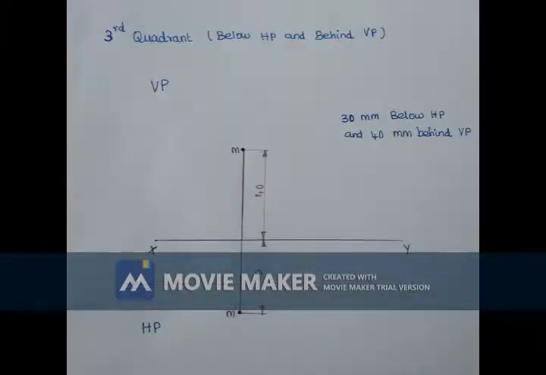So this example is for the projection of a point in the third quadrant, that is, below the horizontal plane and behind the vertical plane, right? So I told you that for the vertical plane, your front view comes below the XY line and your top view comes above the XY line, because the top view is projected on the horizontal plane and you are rotating the horizontal plane by 90 degrees.